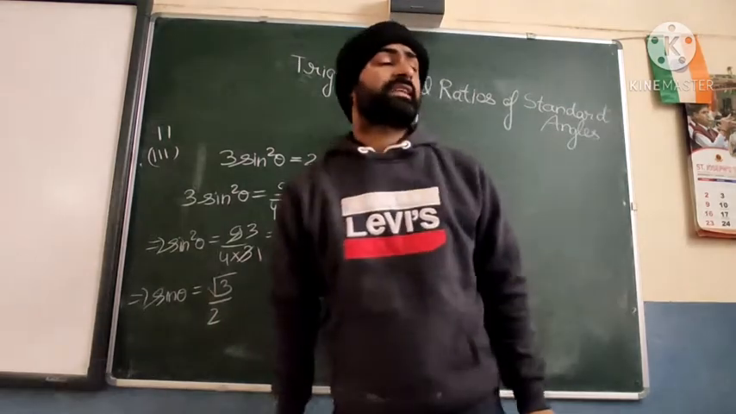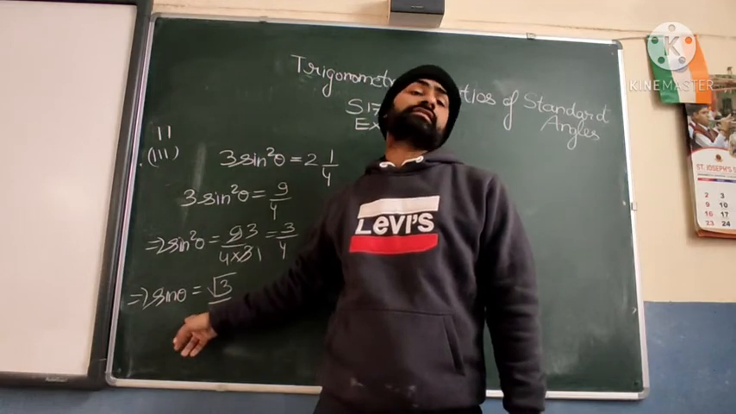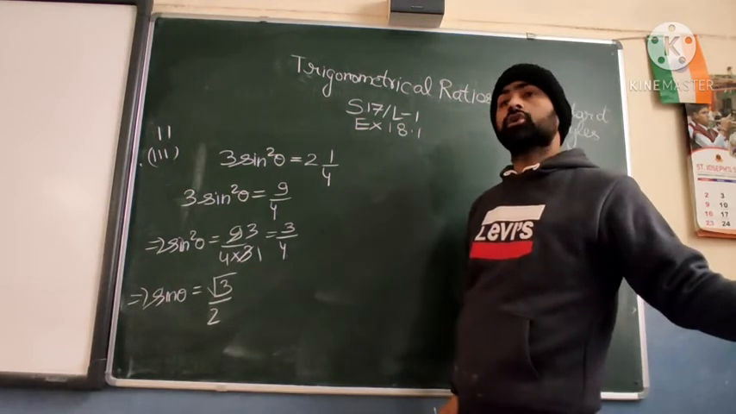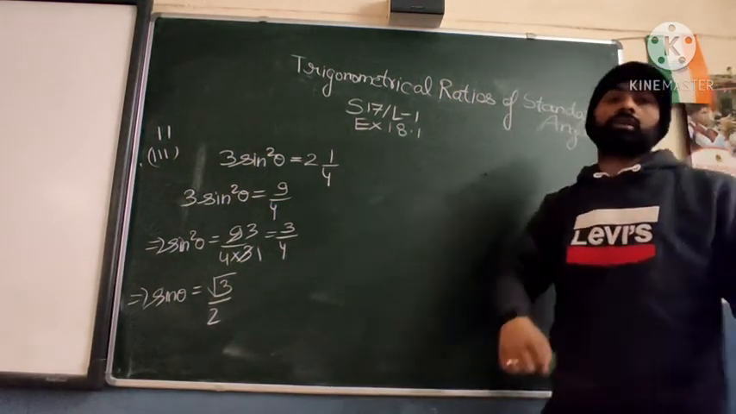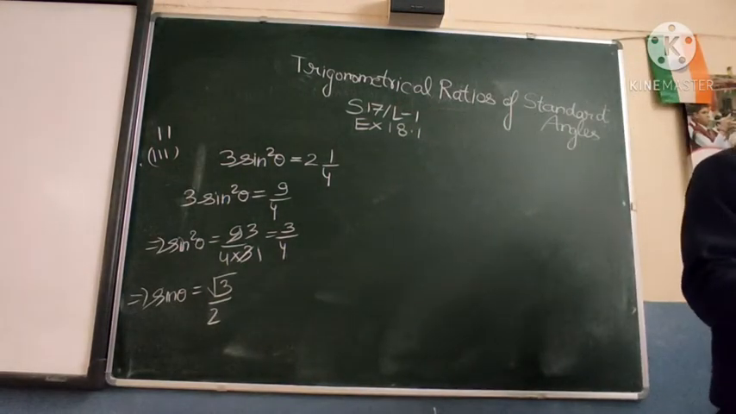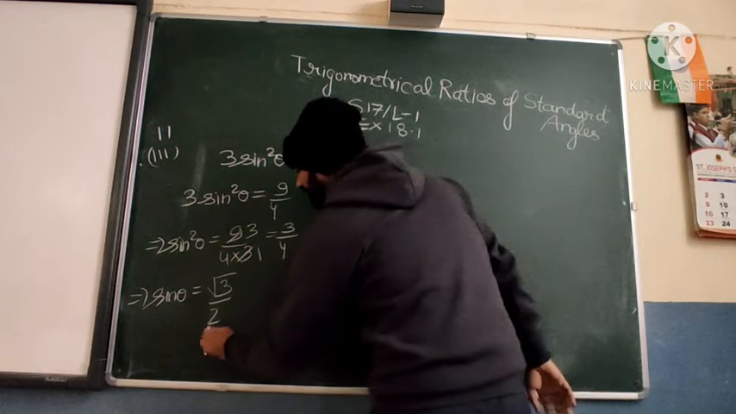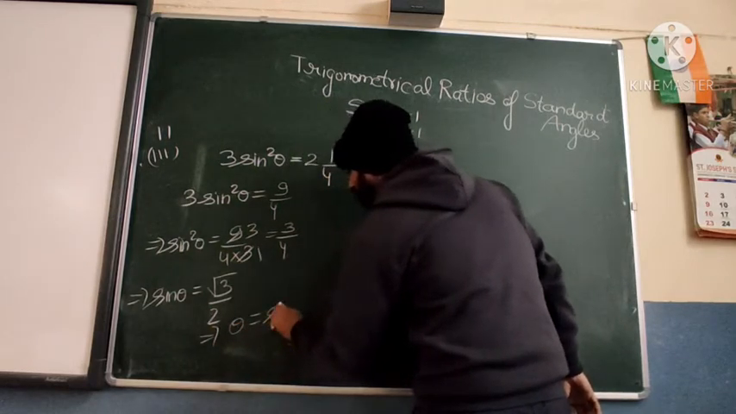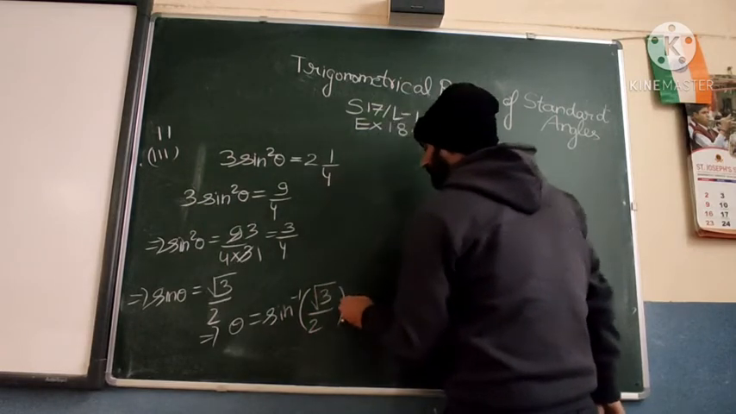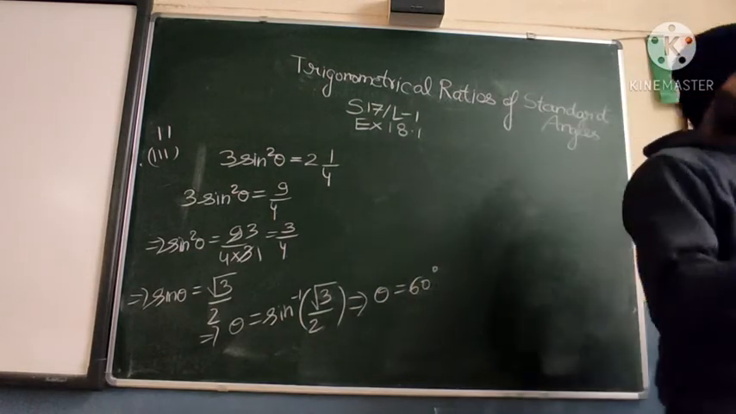Now see from this, can you correlate some values of sine? Sine 90 is 1, that means 4 by 4. Sine 60 will be 1 less, that means the whole under root will be 3 by 4, so root 3 by 2. This implies that theta equals sin inverse root 3 by 2. This implies that theta equals 60 degree. So the value of theta will come as 60 degree.